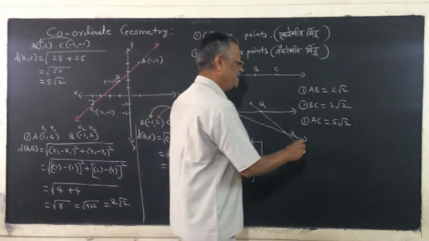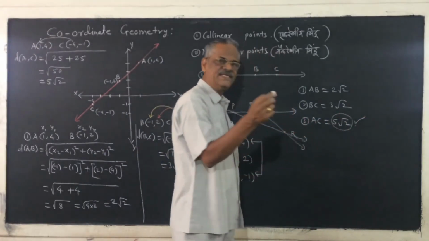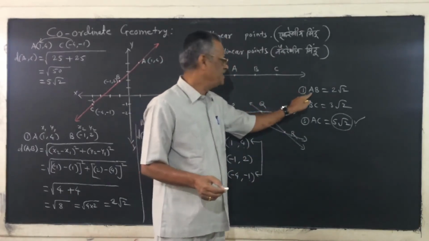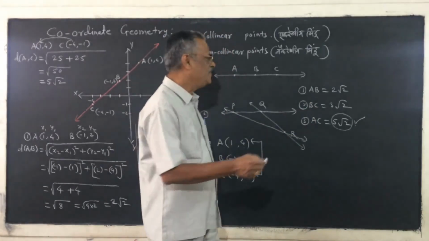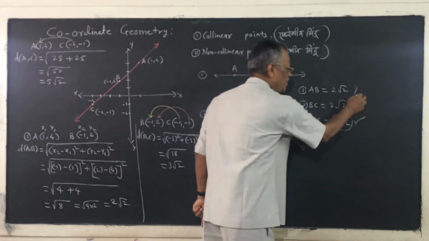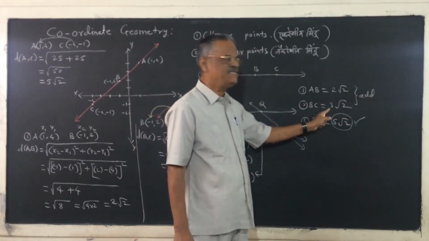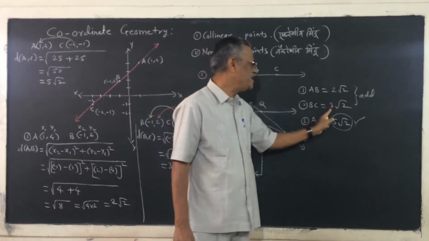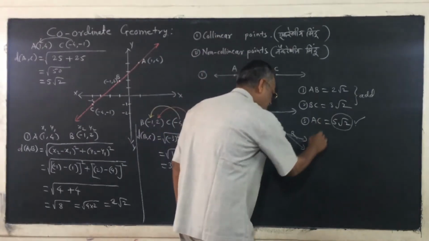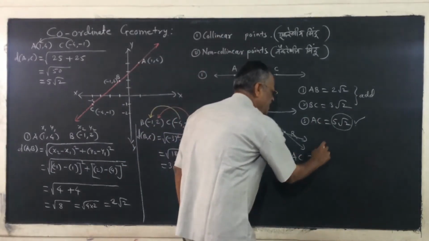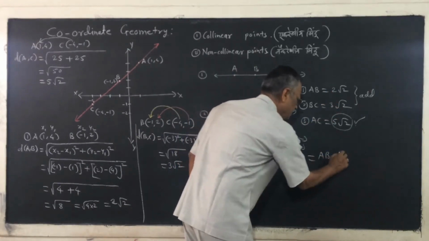You can see that this 5 root 2 is the greatest distance among the three segments, AB segment, BC segment and AC segment. Now try to see the remaining two and add them. What is the addition? AB plus BC. You can add them, 2 root 2 and 3 root 2. It is 5 root 2. In short, by observing the distance, AC distance is equal to AB plus BC.